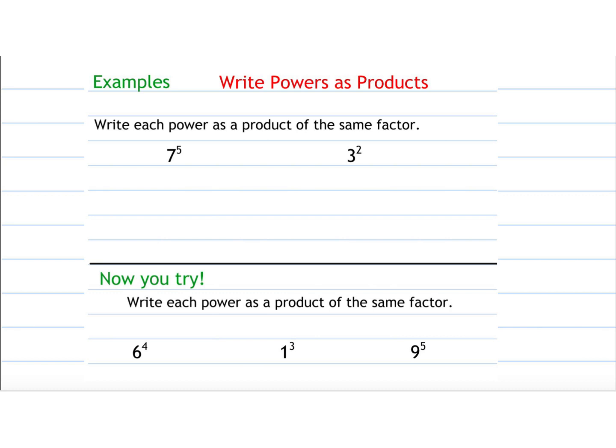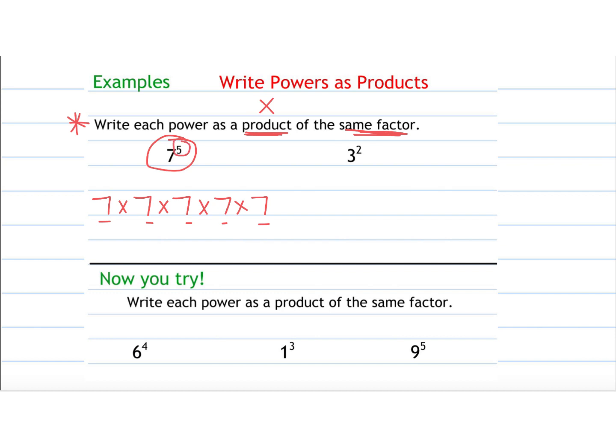All right, so writing powers as products. We want to read this carefully. It says, write each power as a product of the same factor. Product means multiplication, and factor is numbers being multiplied by each other. So 7 to the 5th power would be 7 times 7 times 7 times 7 times 7, because we have 7 and it's being multiplied 1, 2, 3, 4, 5 times, which corresponds with our power.